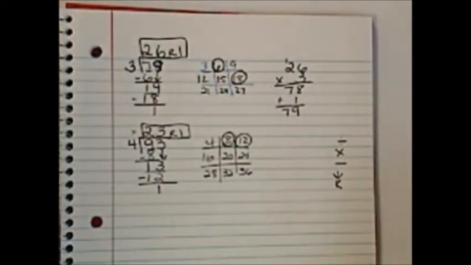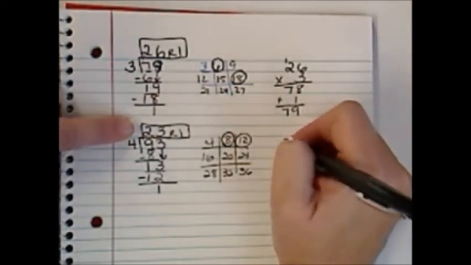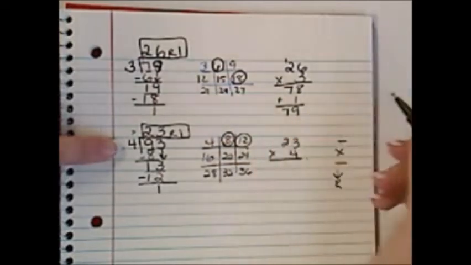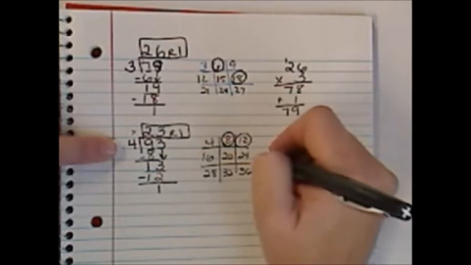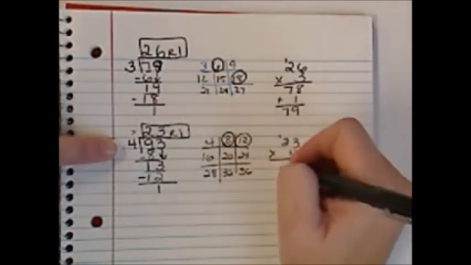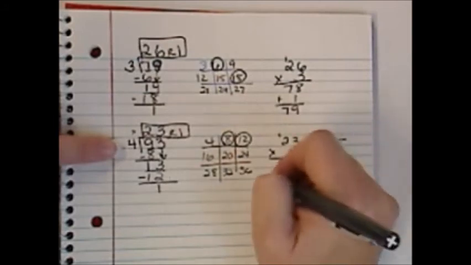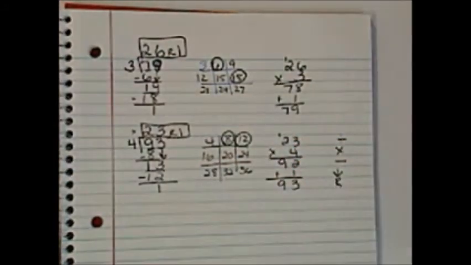But I'm going to check to make sure I did it right. I'm going to take my quotient of 23 and I'm going to multiply it by my divisor of 4. 3 times 4 is 12. Carry my 1. 4 times 2 is 8 plus 1 is 9. And then I add my remainder. 92 plus 1 is 93. That matches, so I did it right. Raise your hand if you did that one right. Excellent.